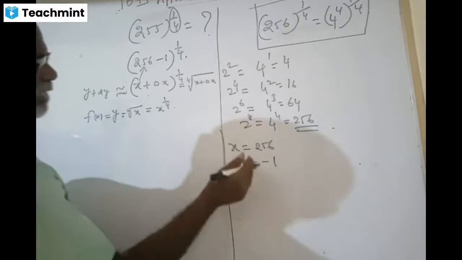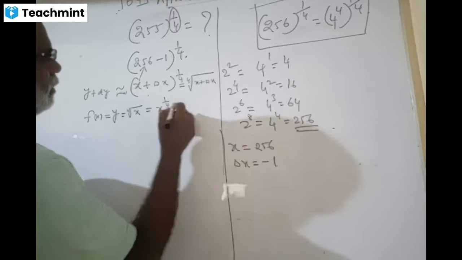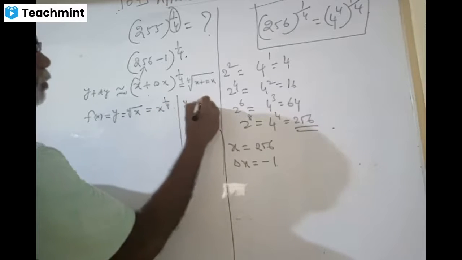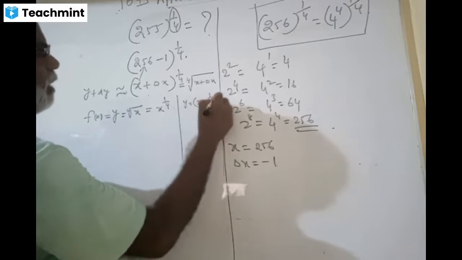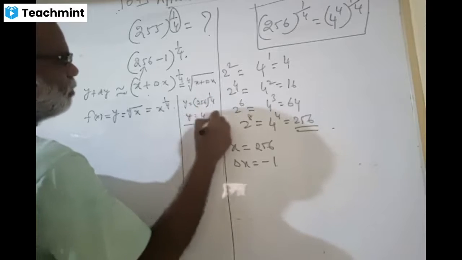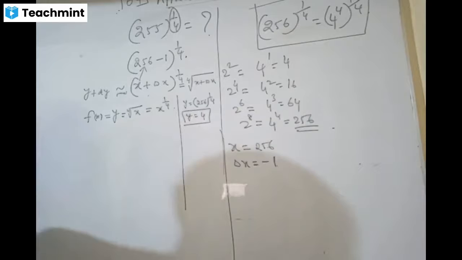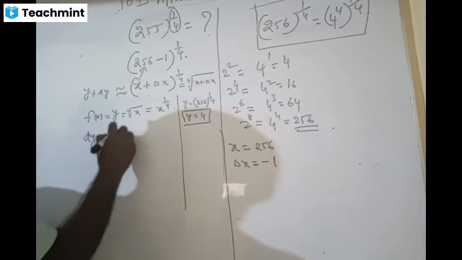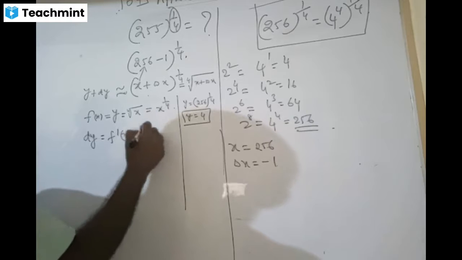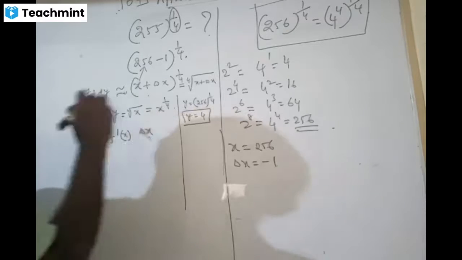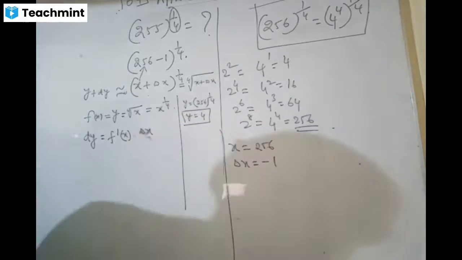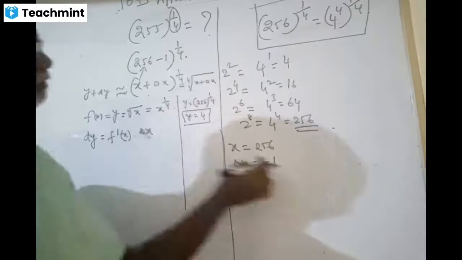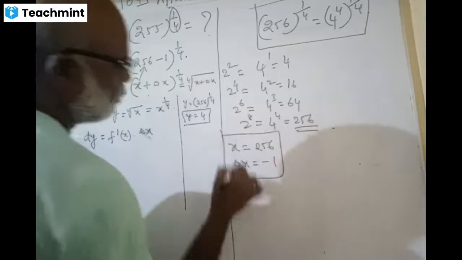So I know that x is 256. If I want to find y, y equals 256 whole power 1 by 4. So y equals 4. But to find dy, what is the formula for dy? f dash x into delta x. So delta x equals minus 1 in the formula; this is a minus 1. That's all. Please do not panic.